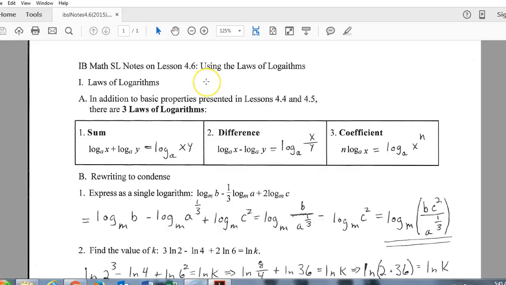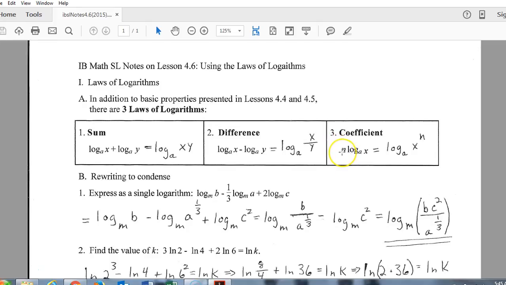So lesson 4.6, we are just identifying the three main laws or rules of logarithms. Starting off with this one right here, anytime you want to add two logs together, we combine them with multiplication. So I can rewrite these with a common log, but I would multiply x times y. So I would get this look here.